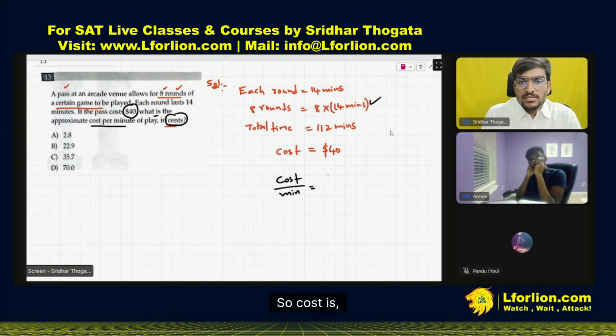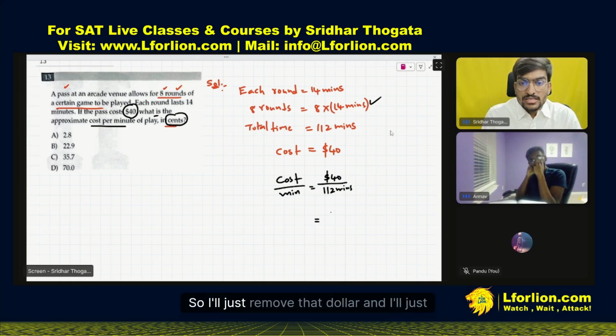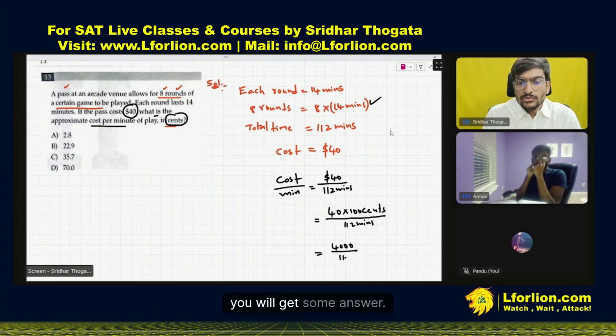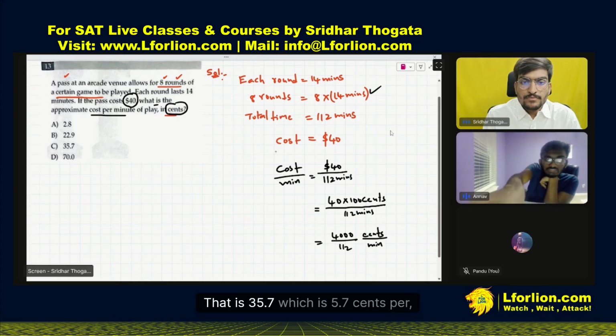So the cost is $40 per the total time, and I'm just taking 112 minutes. But we don't need this $40, we need it in cents. So I'll just remove that dollar and multiply by 100 cents. $1 equals 100 cents, divided by 112 minutes. If you put 4,000 divided by 112 in the calculator, you'll get the answer, which is 35.7, which is C.